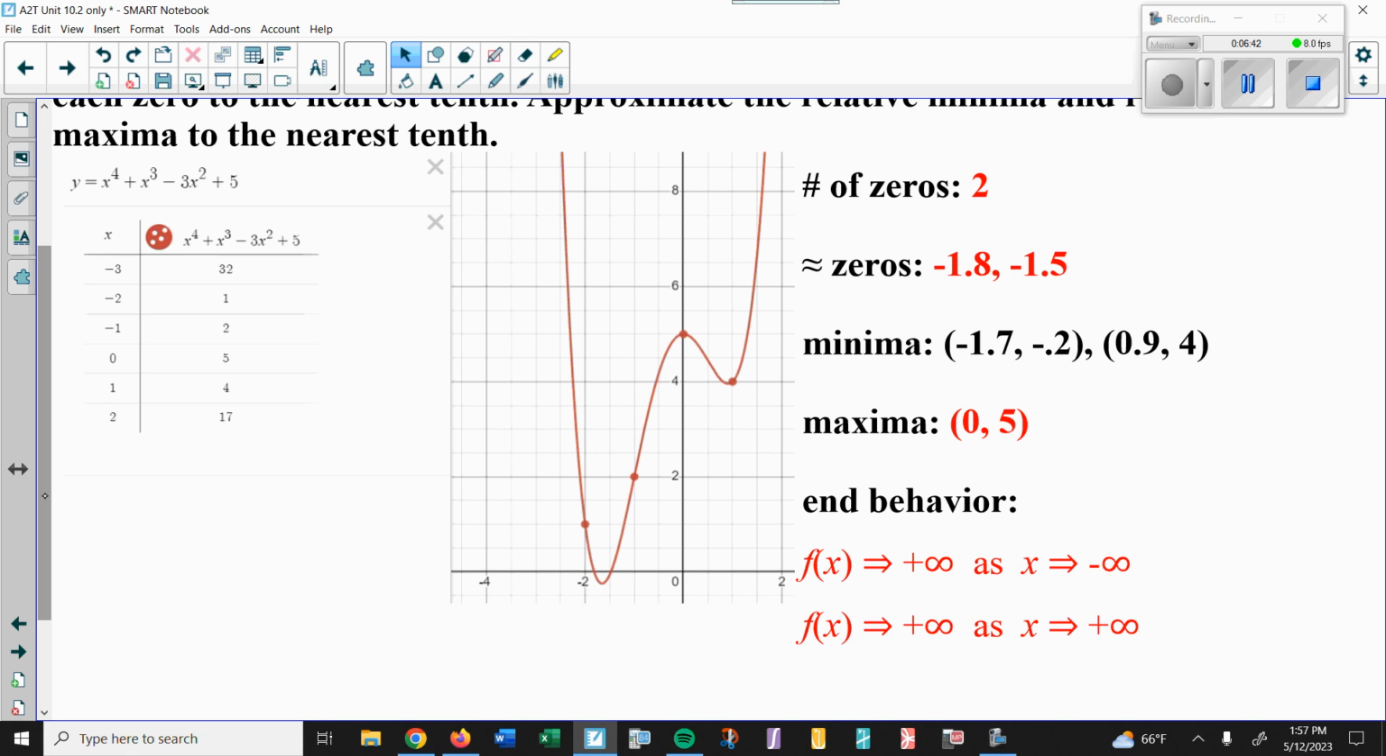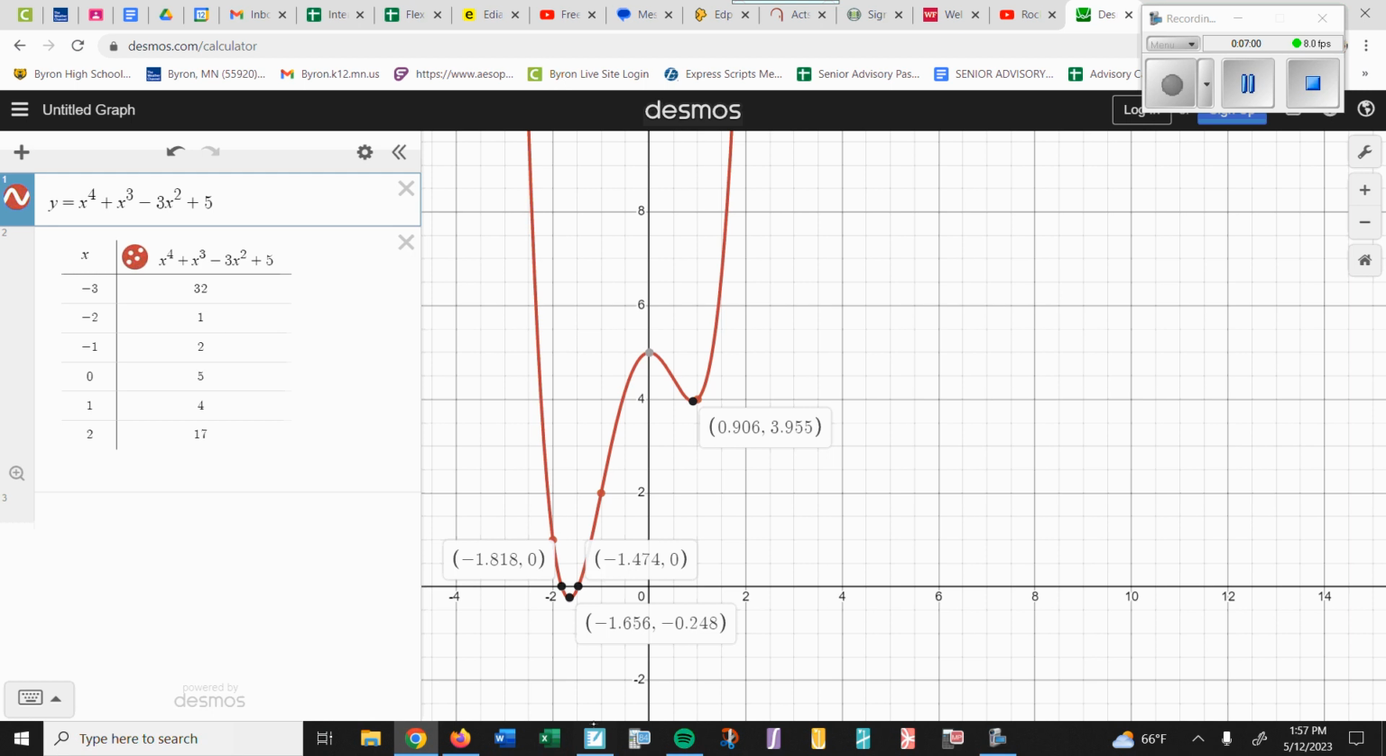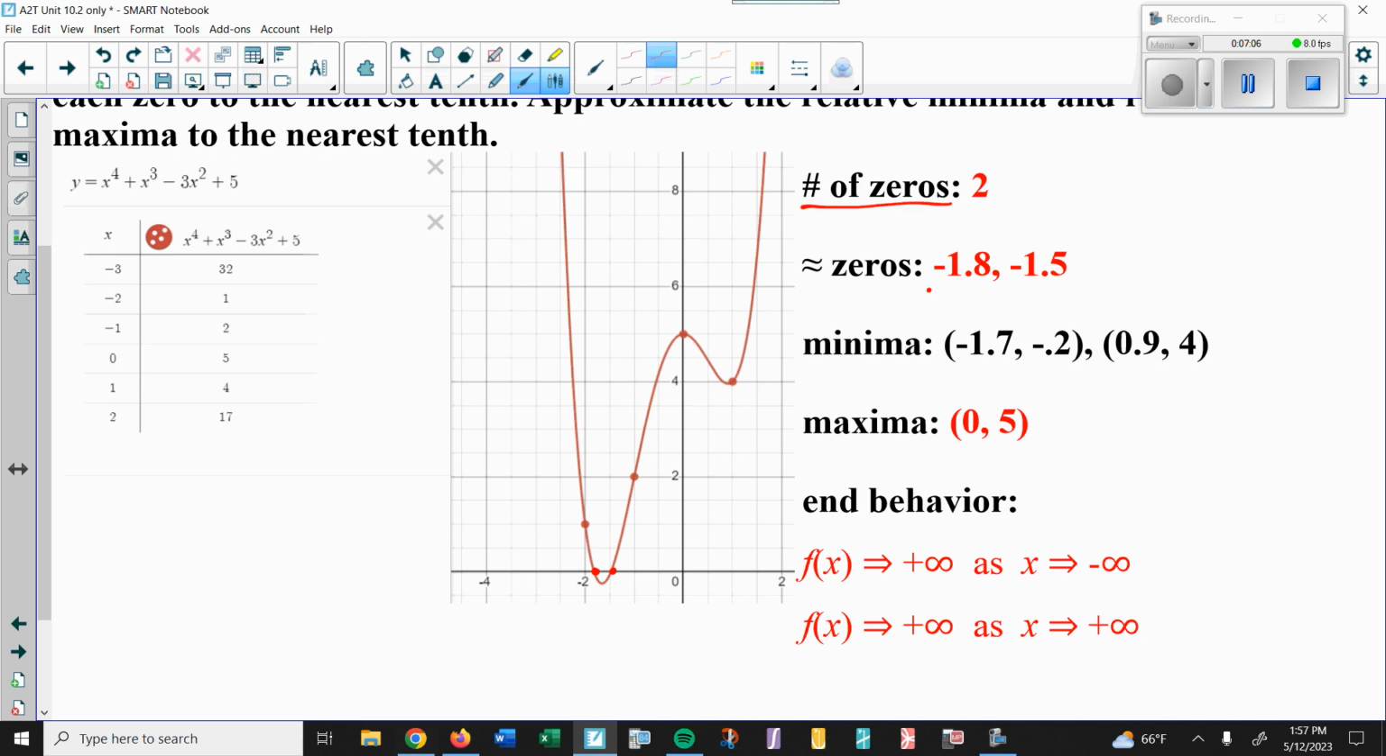you can plot your points by using your table feature in Desmos that we just talked about a little bit ago. Now, the number of zeros is how many times you cross. Well, you can see you cross your x-axis twice, once here and once here. Looking at Desmos, you can see the two spots of where it crosses, so you could write those down to the nearest tenth, and that's what we would have here.